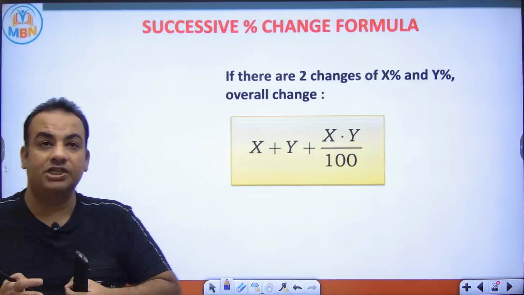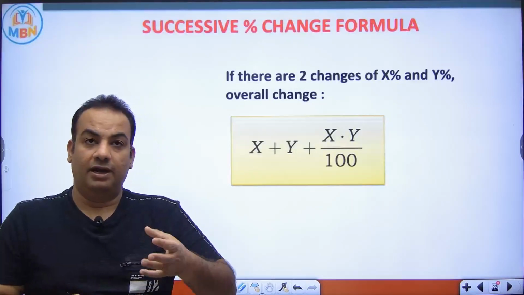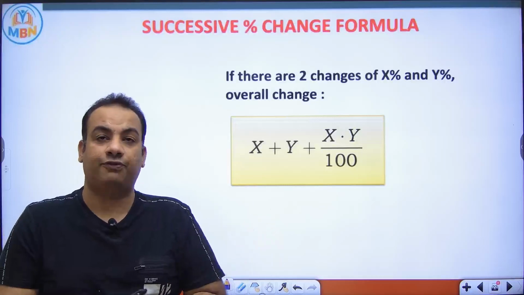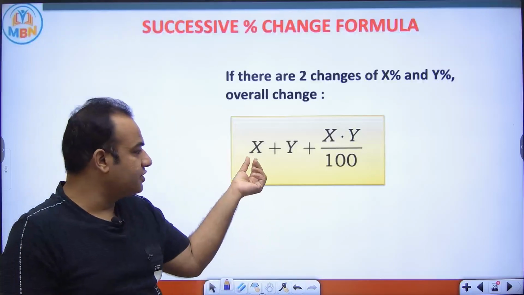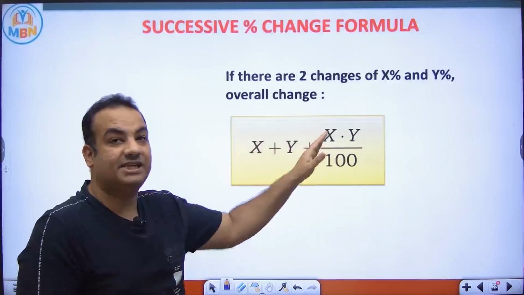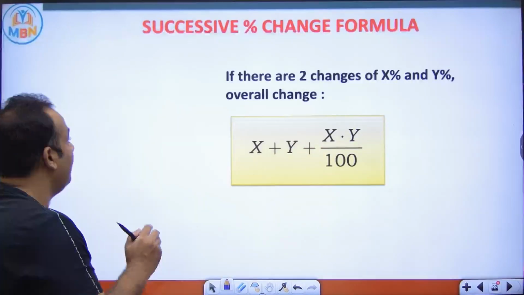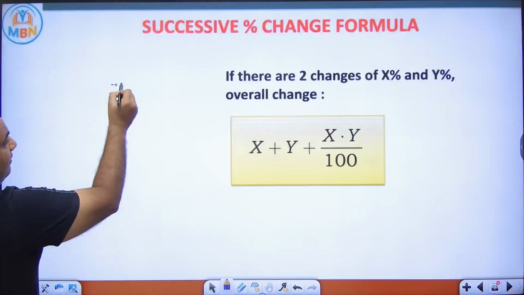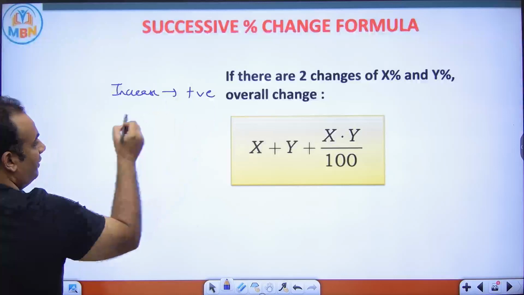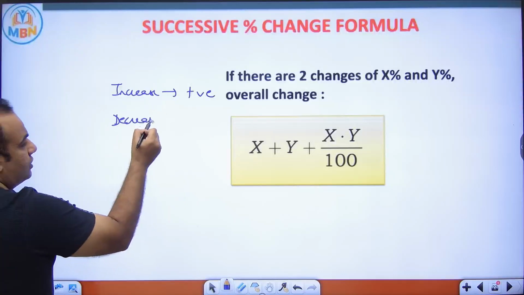Now see, there is one formula also. You can use values as 100 and calculate, or you can use the formula. Suppose the first change is x, the second change is y, then the overall change is x plus y plus xy by 100. Please note down, if there is an increase, we have to use the positive sign. If there is a decrease, we have to use the negative sign.